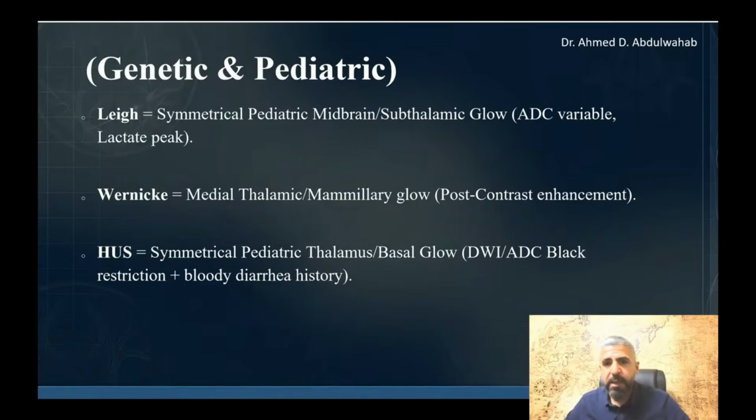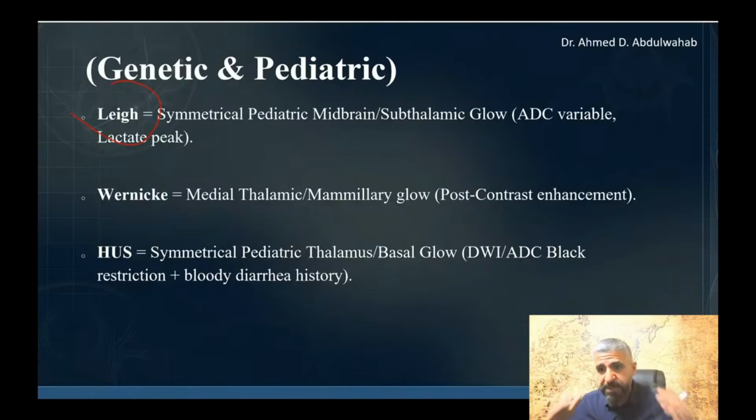Genetic and pediatric, let's keep in mind: Leigh disease involves symmetric pediatric midbrain plus subthalamic glow. ADC is variable, but there is a lactate peak. Wernicke encephalopathy involves the medial thalamus and the mammillary bodies with post-contrast enhancement, while hemolytic uremic syndrome shows symmetrical pediatric thalamus and basal ganglia glow, black restriction on ADC and diffusion-weighted imaging, plus bloody diarrhea in the history.